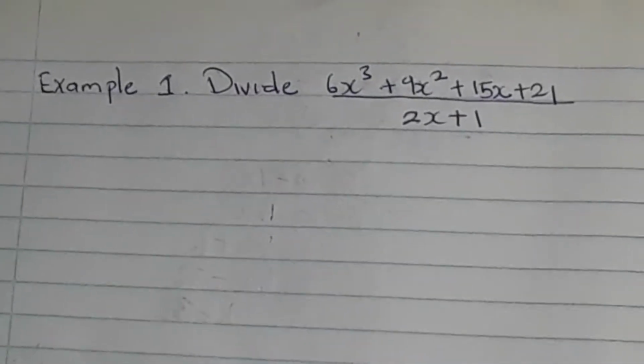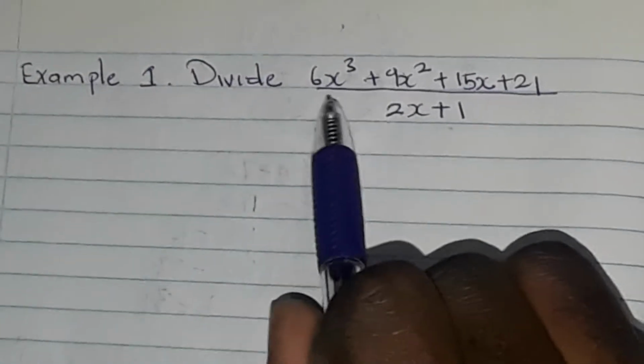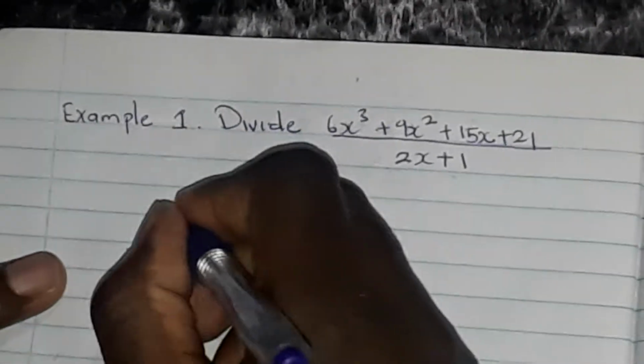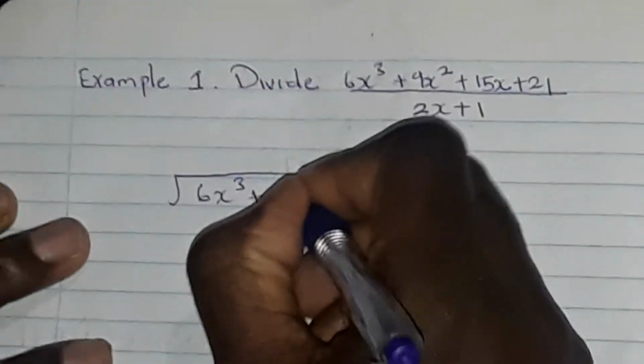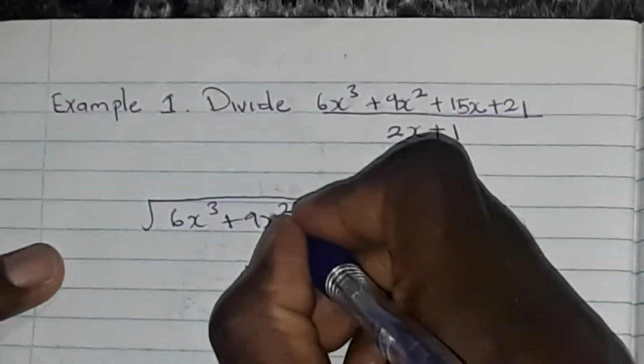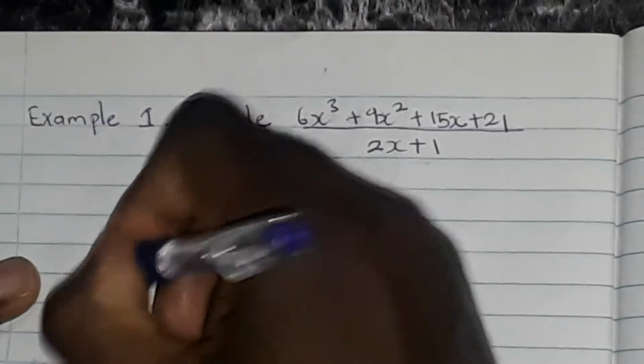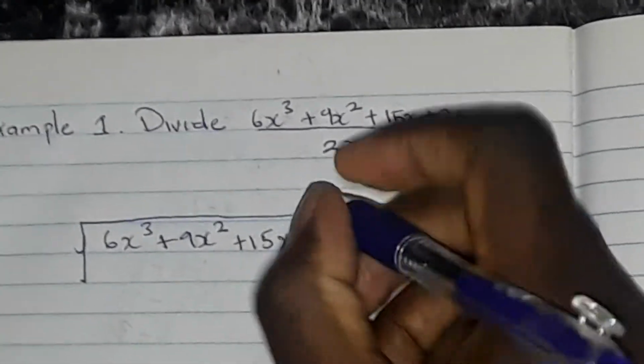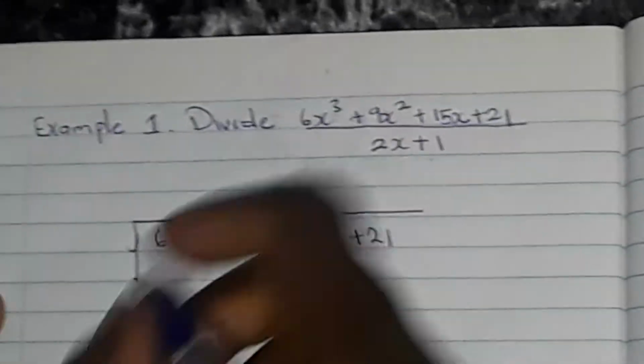So we're going to start with example 1, where we get to divide 6x cubed plus 9x squared plus 15x plus 21 by 2x plus 1. The first thing we're going to do is rewrite this so we can carry out our division. The first thing we do is put the cubic equation here, and then you put the divider on the left hand side. This plus 1.